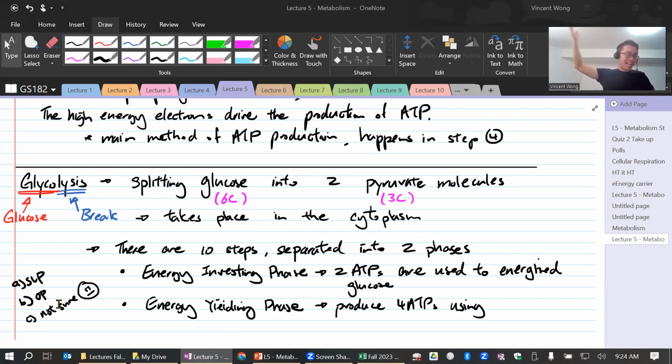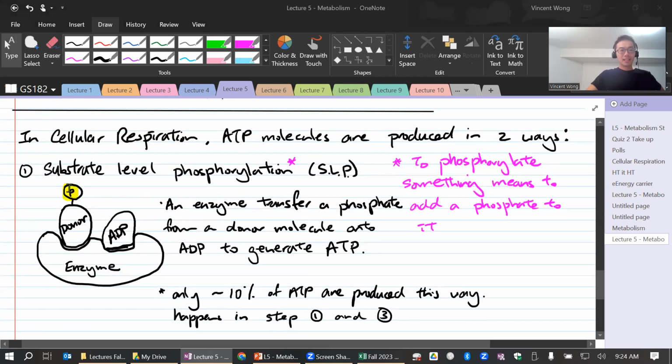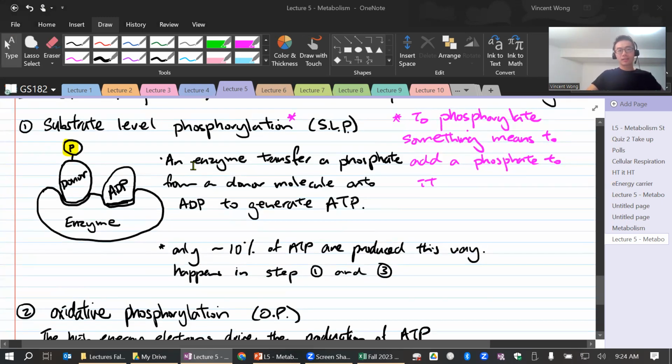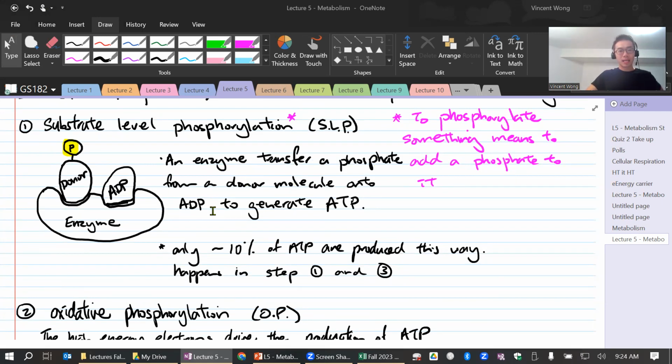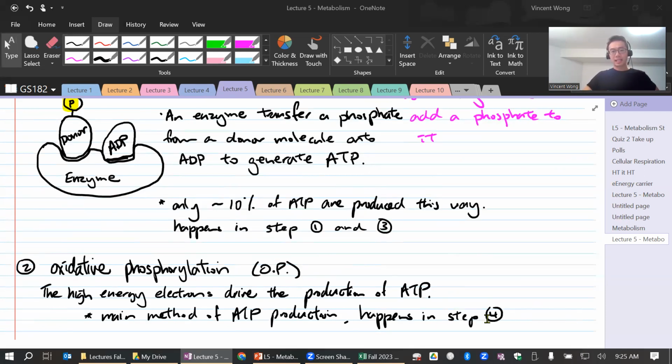I failed. I didn't teach you properly. The correct answer is SLP. How did you know that? Well, let's go back and see. According to our notes, substrate level phosphorylation is where an enzyme transfers a phosphate from a donor molecule to an ADP. Only 10% of ATP are produced this way, happens in step 1 and 3. Step 1 is glycolysis, right? So substrate level phosphorylation is the answer. The oxidative phosphorylation only happens in step number 4.